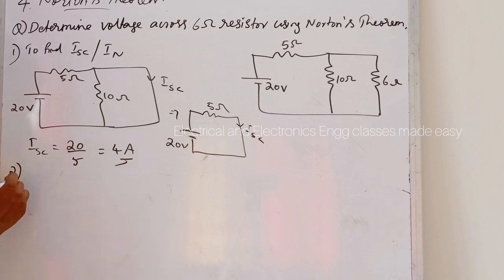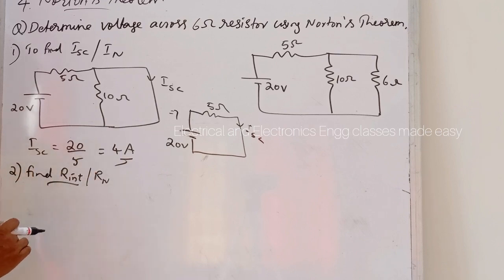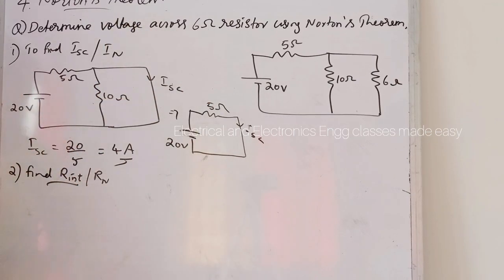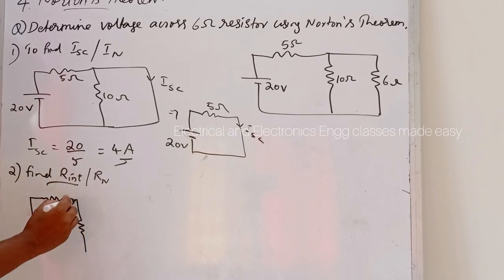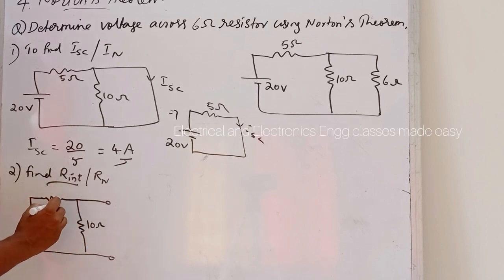Now we have to find R internal or RN. To find R internal, remove the load resistor and also deactivate the sources. So redraw the circuit diagram. Here this is a voltage source, so we have to short circuit it. Then here there is a resistor, here also a resistor, and here we have to remove the load resistor. So this is 10 ohm and this is 5 ohm.